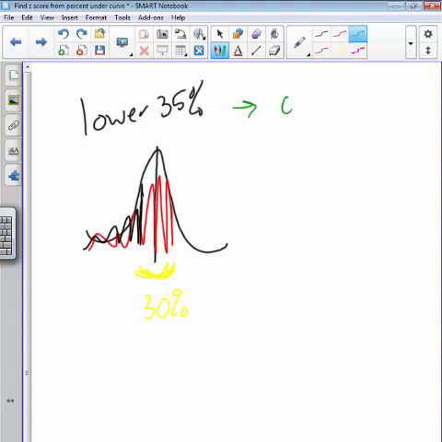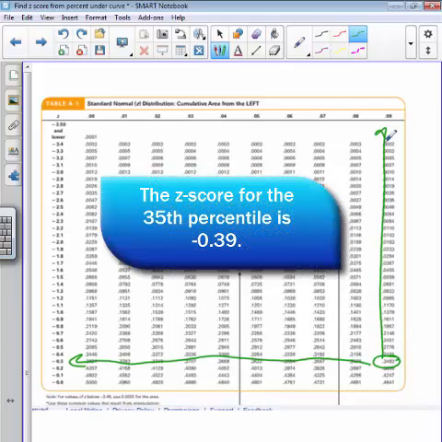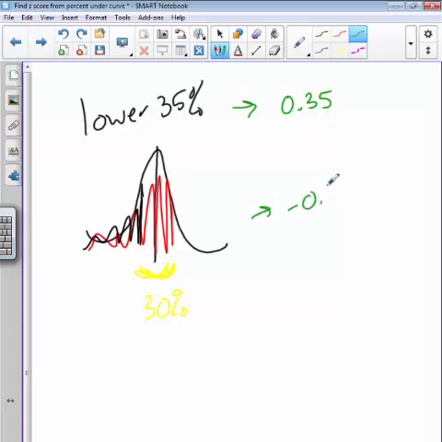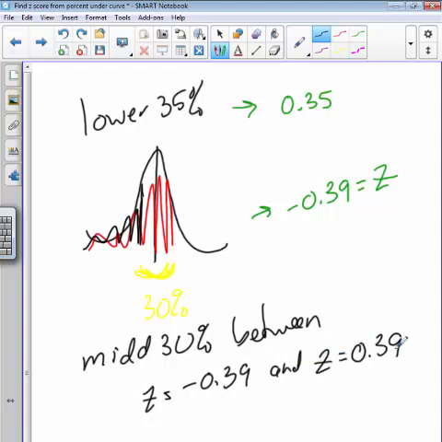The lower 35 corresponds to 0.35 in our percentile table. We can look for this in the standard normal table. 0.3483 is the closest we get to 0.35, and we see it's negative 0.39. This means that for our middle 30%, we are between z equals negative 0.39 and z equals positive 0.39. And that's how we find z-scores that correspond to certain percentiles.